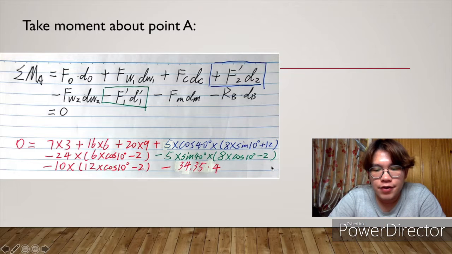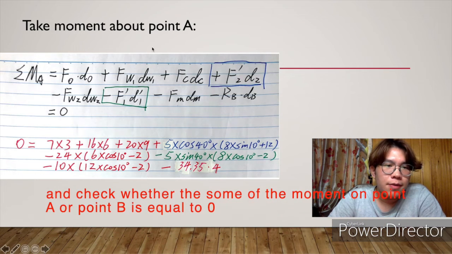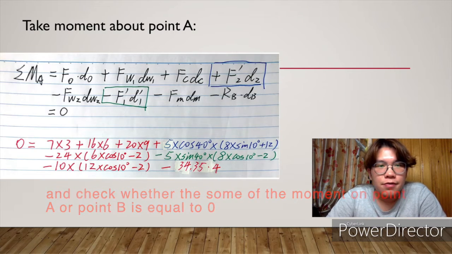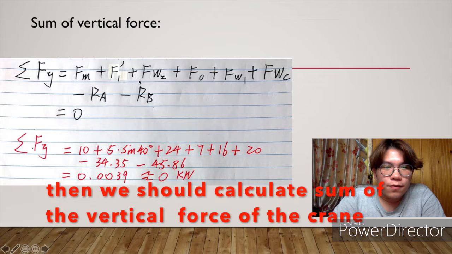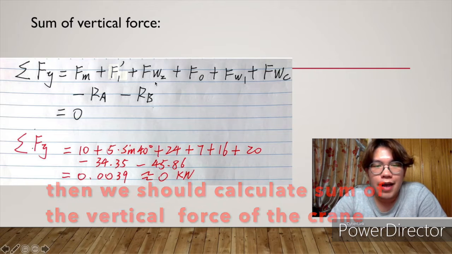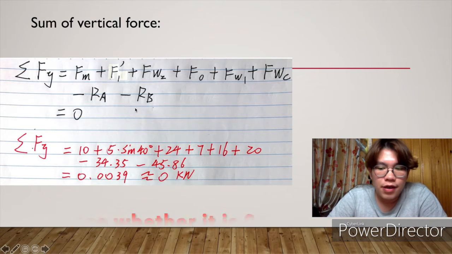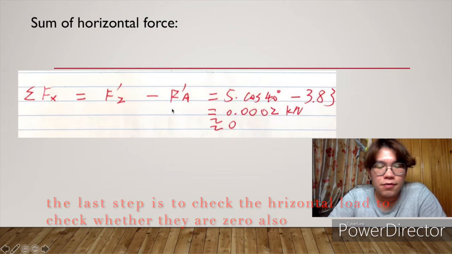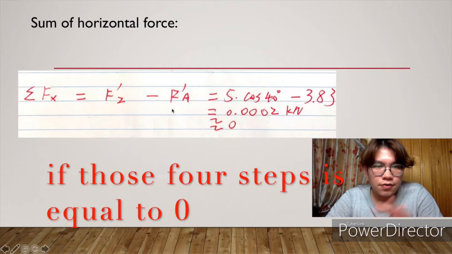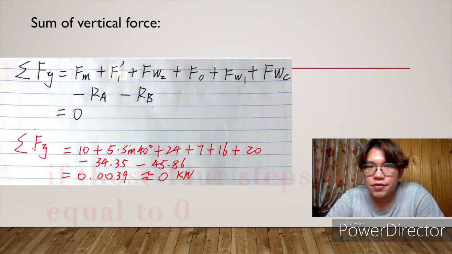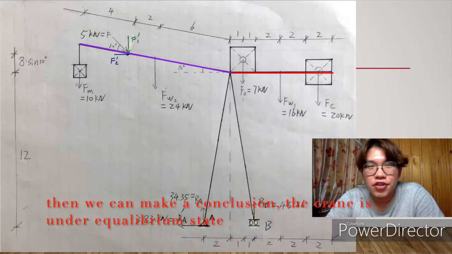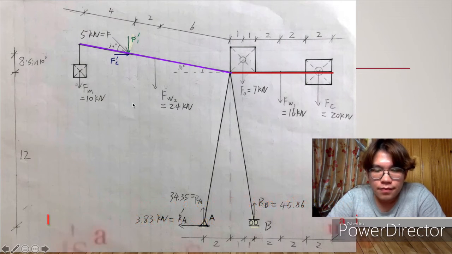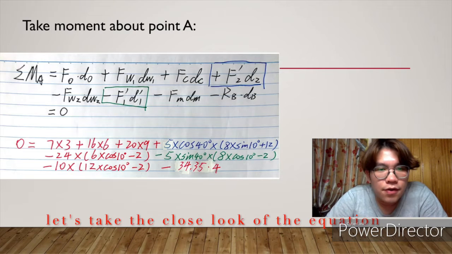Okay, in order to check the equilibrium state of the crane, we should take moments about point A and point B first, and check whether the sums of the moments about point A and point B are equal to 0. Then we should calculate the sum of the vertical forces of the crane to see whether it is 0 too. And the last step is to calculate the horizontal forces to check whether they are 0 also. If all four steps equal 0, then we can conclude the crane is in an equilibrium state.